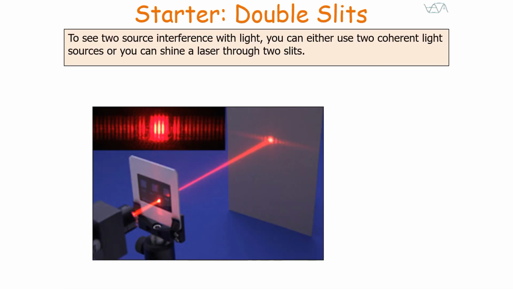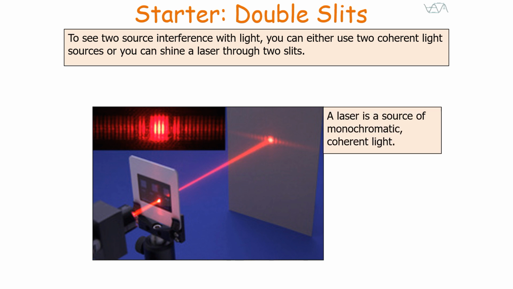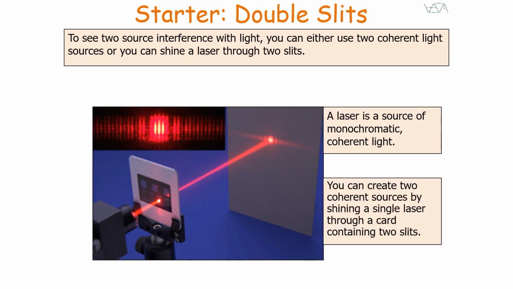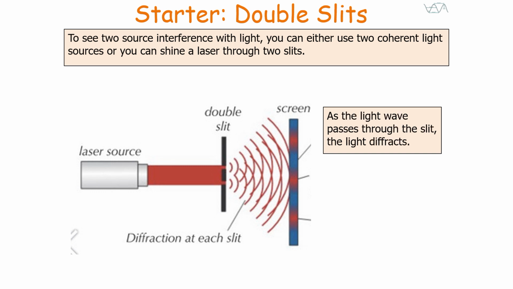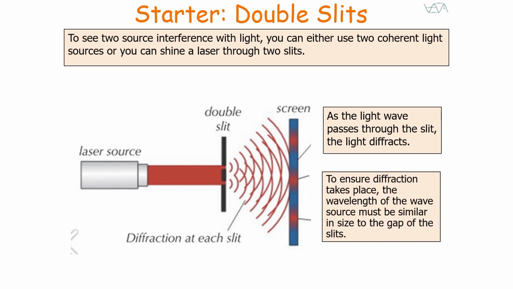Now, to see two source interference with light, you can either use two coherent light sources or shine a laser through two slits. A laser is a source of monochromatic coherent light. You can create two coherent sources by using a single laser, shining that laser beam through a card containing two slits. Now, as the light wave passes through each slit, the light will diffract. To ensure diffraction takes place, the wavelength of the wave source must be similar to the gap of the slit in your little double slit there.